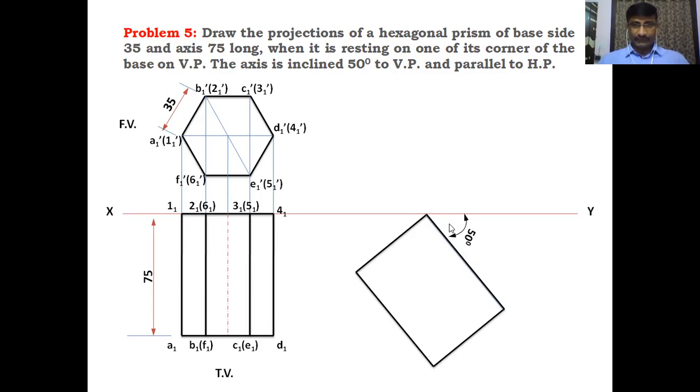The axis makes an angle of 50 degrees because the axis and these lines are parallel to each other. So the axis makes an angle of 50 degrees means these lines also make an angle of 50 degrees with XY. Clear? And locate all the points on that. Draw this thick line at a distance from this, and draw the axis line, and draw another line equal to the distance between 1,1 of 2,1 of 6,1, 1,1 to 2,1 of 6,1.